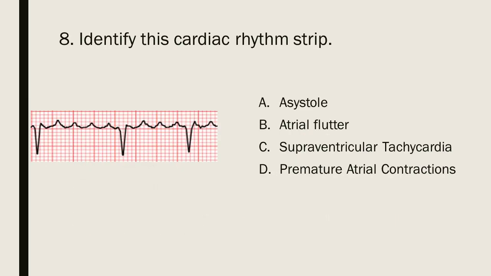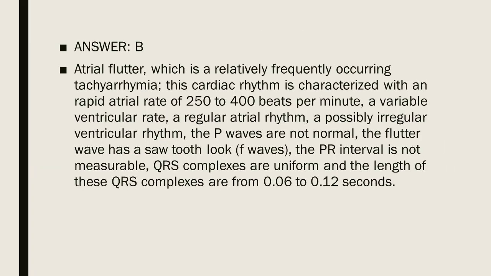8. Identify this cardiac rhythm strip. Asystole. Atrial flutter. Supraventricular tachycardia. Premature atrial contractions. Answer, B. Atrial flutter, which is a relatively frequently occurring tachyarrhythmia.